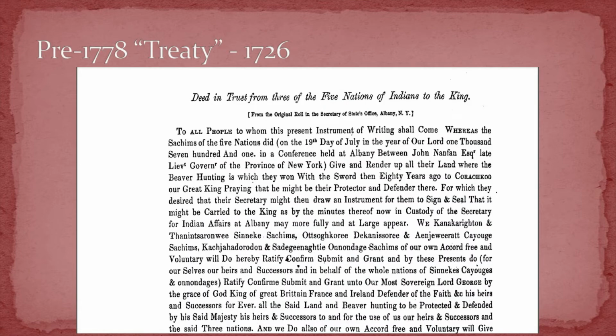As an example, I have here a treaty, and I'm using air quotes for that, from 1726. And this is a deed in trust from three of the five nations of Indians to the king. So this is in colonial New York, and this is a transfer of land, basically, from three of the five Indian nations to the king at the time, which I believe was King George.